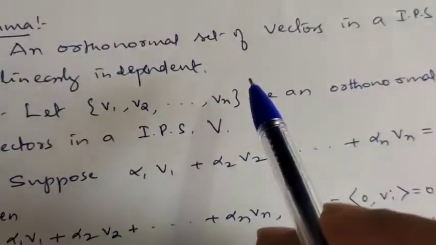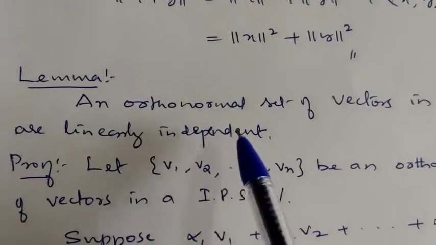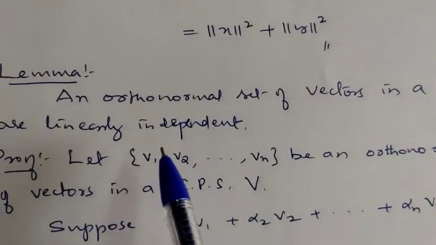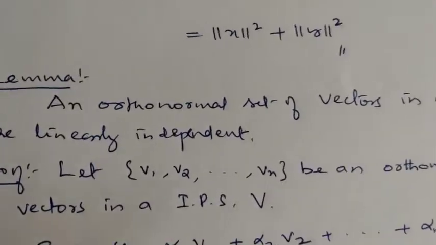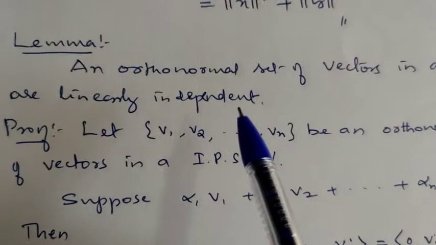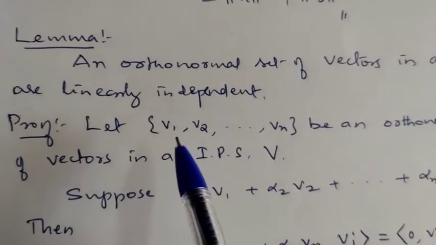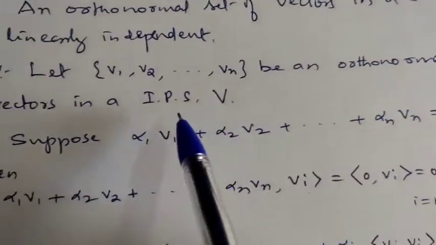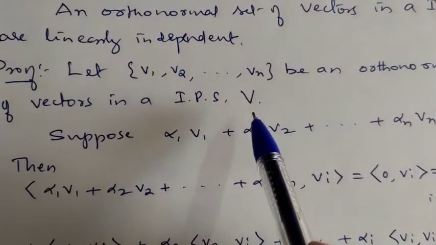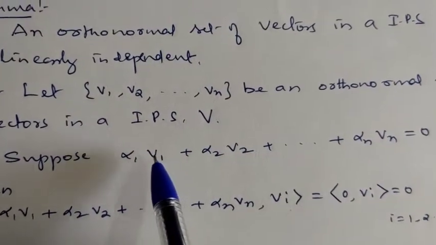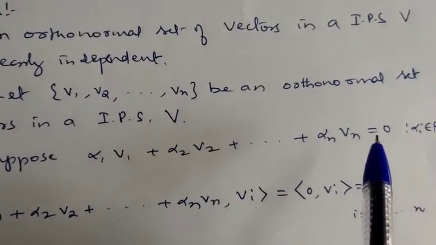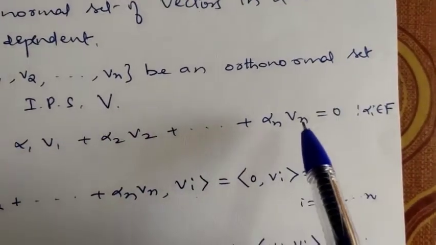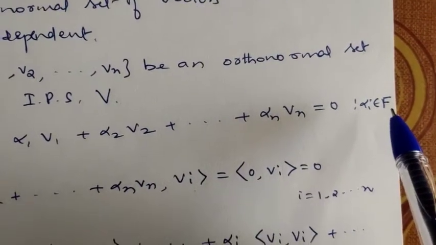So now we will take up one important lemma. This lemma says an orthonormal set of vectors in an inner product space is linearly independent. Means if the vectors are orthonormal, then they become linearly independent. Okay. So let v1, v2, etc., vn be an orthonormal set of vectors in an inner product space V. And consider the linear combination of these vectors that will be equal to 0. That is, suppose alpha 1 v1, alpha 2 v2, etc., alpha n vn is equal to 0, where the alphas are scalars.